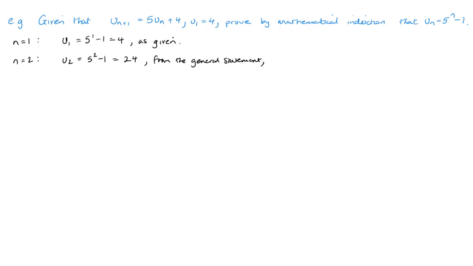Okay. Now, when I've done that, I also need to put it into the recurrence relation. So u2 into the recurrence relation is 5 times u1 plus 4. So that is 5 times 4 plus 4, which is 24. And that comes from the recurrence relation.